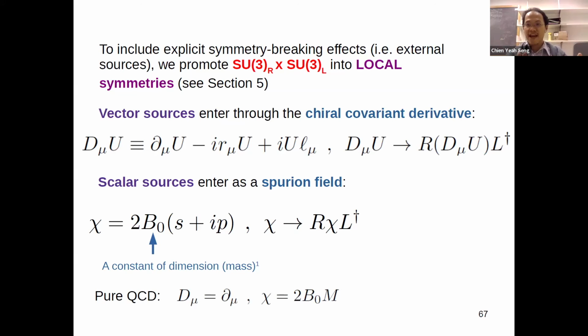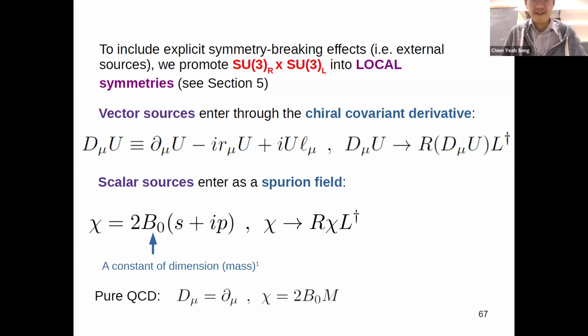We have mentioned also that we need to include the explicit symmetry breaking terms, namely the quark mass term and also the vector external sources. So these can be introduced into the chiral Lagrangian by assuming that the chiral Lagrangian satisfies a local chiral symmetry if we introduce the external sources, and the external sources transform in such a way that we defined in the previous section.